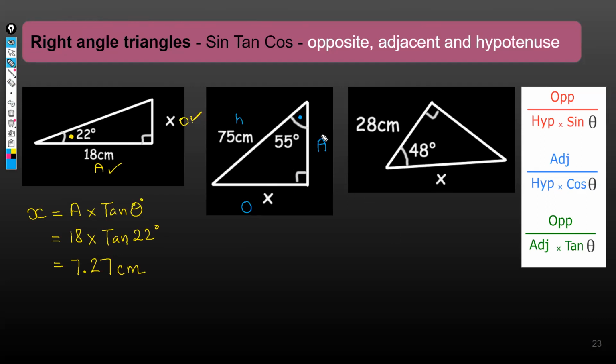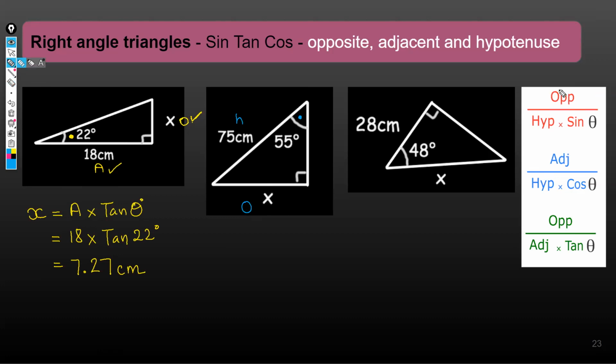Now, it seems to me the adjacent is useless in this question because they gave you the hypotenuse and they want you to find X. Whatever they want you to find is definitely important. The adjacent has nothing to do in this question. So which one are we choosing for question 2? Which one has H and O in it? Hypotenuse and opposite. That would be the red one. That would be sine. And we're trying to find the opposite side.